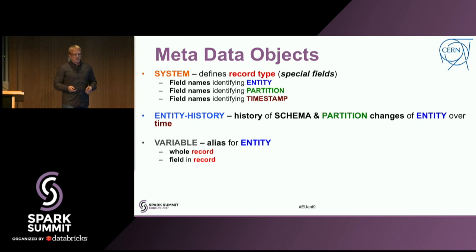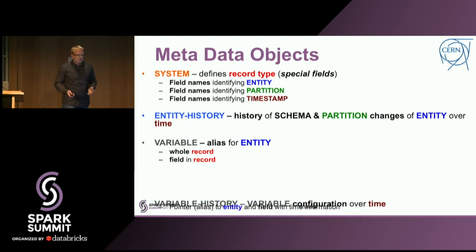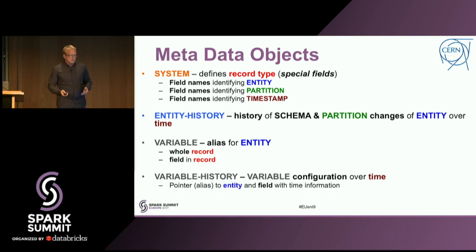And we have a concept of a variable. A variable is like a pointer to an entity. This is quite useful in our domain, and maybe you can recognize this as well, because this pointer can point to a whole record or a field in a record. And this can change over time. So you can have a variable history and a configuration that changes over time. So you can have some abstract variable, and you don't have to remember what the entity behind it was.